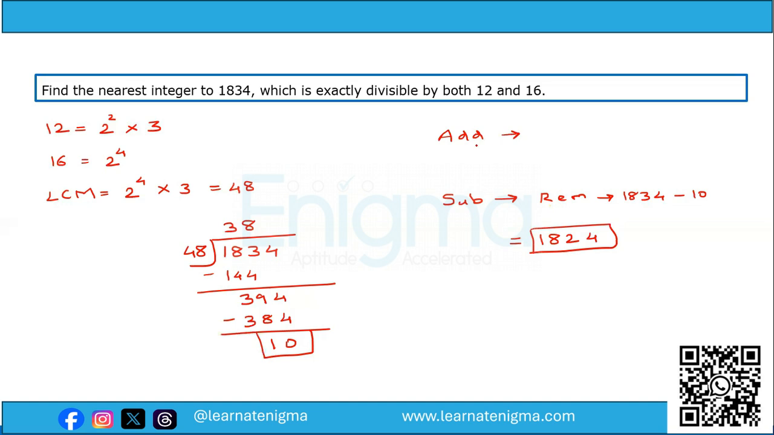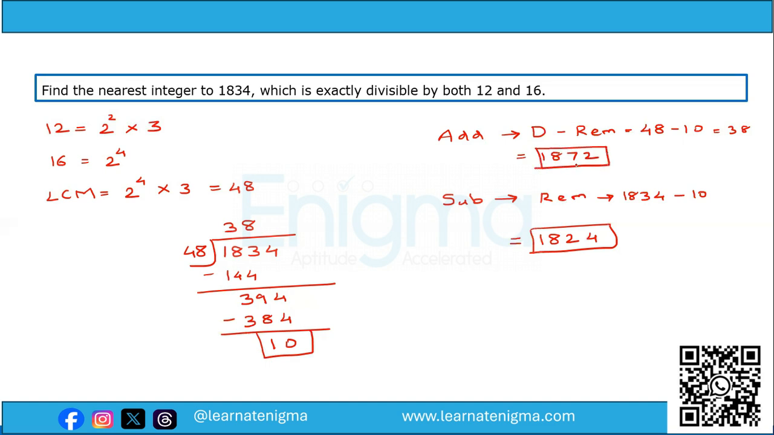Now if we have to add, we have to add the divisor minus the remainder. Now the divisor here is 48 minus 10. You will have 38. So 1834 plus 38, that is 1872.